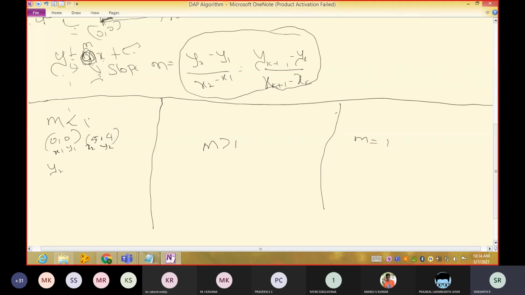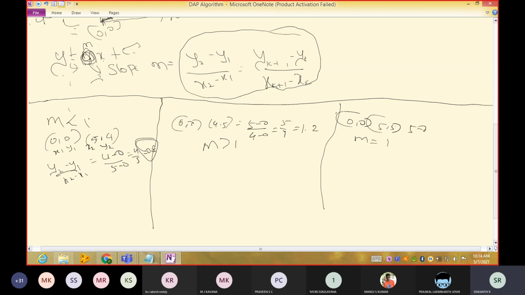We have the formula, right? y2 minus y1 divided by x2 minus x1. So that is 4 minus 0 divided by 5 minus 0. That is 4 by 5. We will be getting 0.8. So this is m less than 1. Here 0,0 and 4,5. So this is 5 by 4, that will be 1.25. Here 0,0 and 5,5. So it will be 5 minus 0 divided by 5 minus 0. That will be 1 exactly.